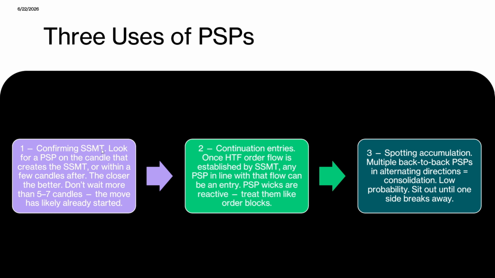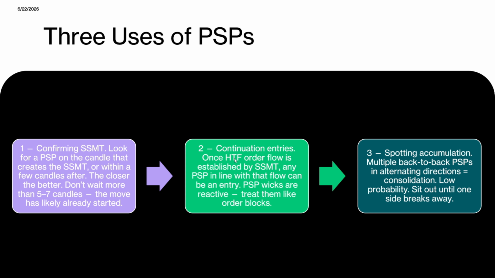Three uses of PSP. First, confirming sequential SMT. Look for PSP on the candle that creates the sequential SMT or within a few candles after. The closer the better. Don't wait more than 5 to 7 candles. The move has likely already started. What this simply means is that without a sequential SMT or SMT, a PSP is nothing.